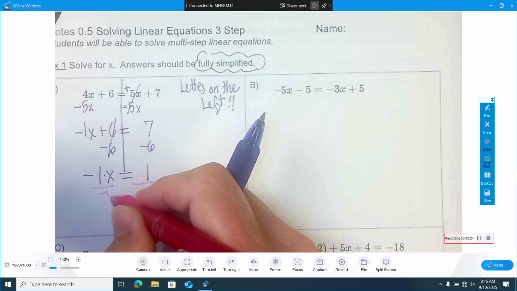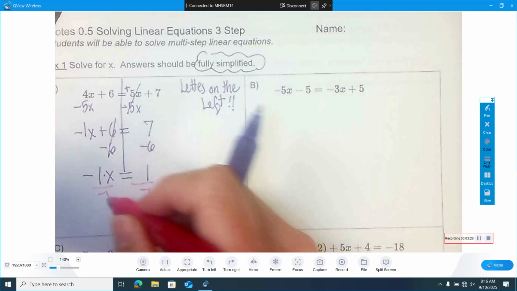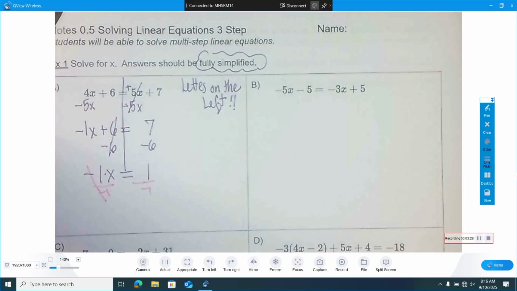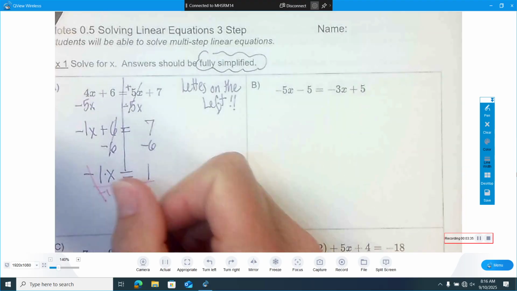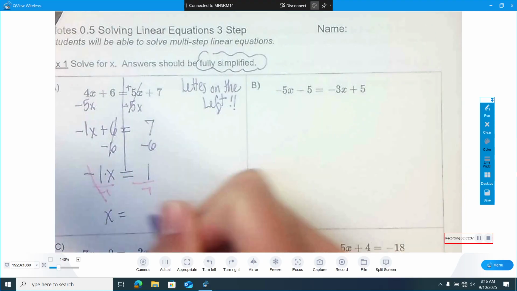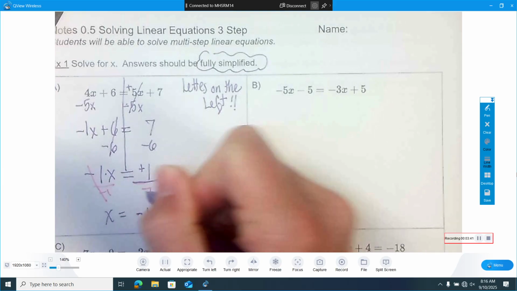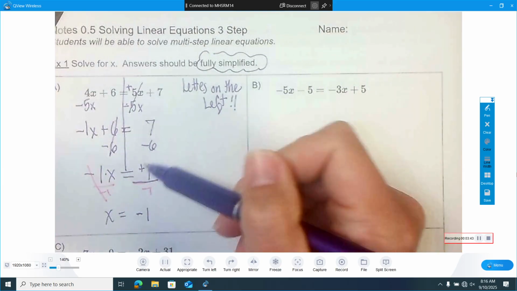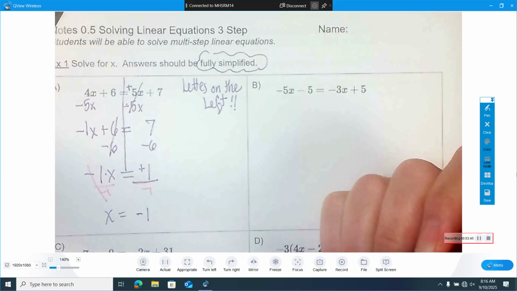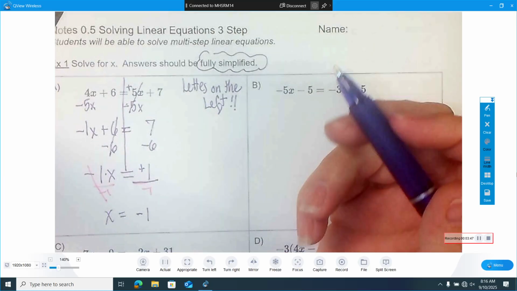What is negative 1 divided by negative 1? 1. It reduces. I like to say reduces as opposed to cancels out because it's a little more specific. And we get x is equal to negative 1. Positive 1 divided by negative 1. We have different signs, so the answer is going to be negative. Yeah, okay.